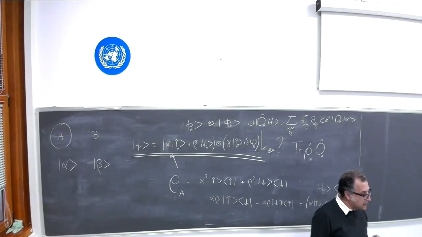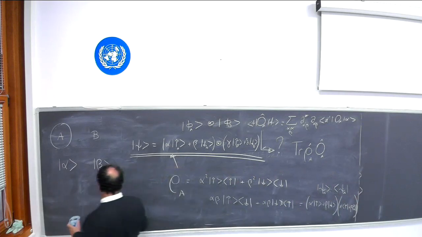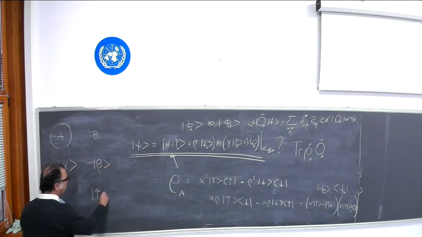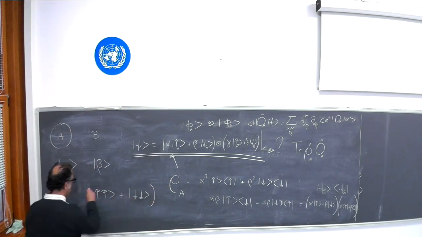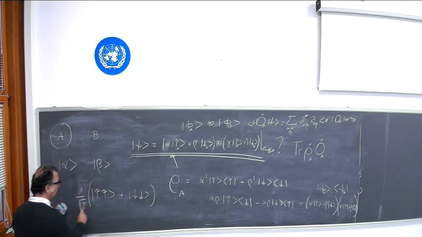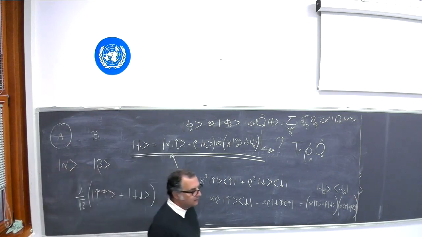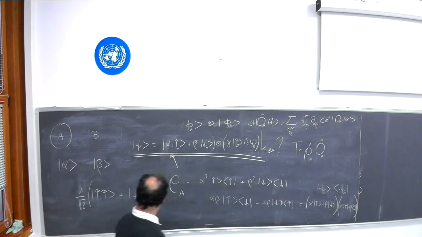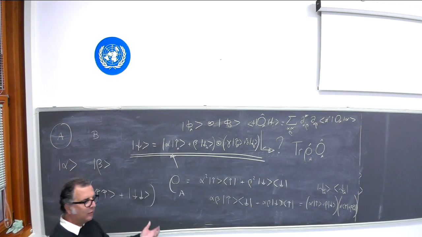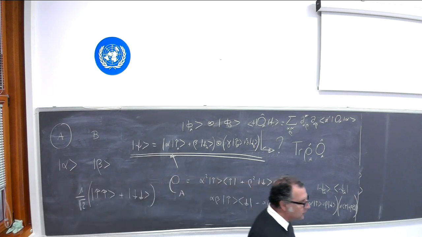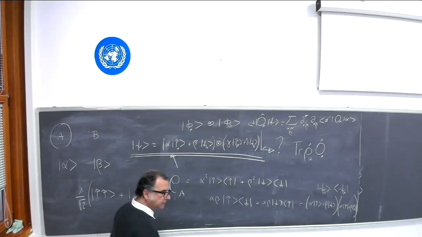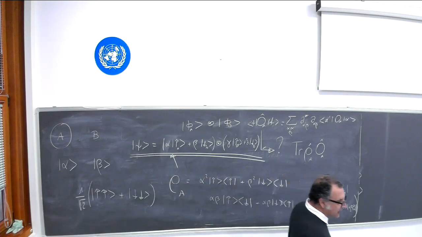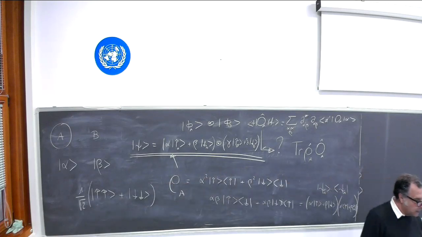If the state is not separable, so for instance, in this extreme example, if I give you up plus down, can you write it as a separable state? There is no way in which you can write this as a product of something which belongs to A and something which belongs to B. In this case, or in general, when the state is not separable, it is called entangled.